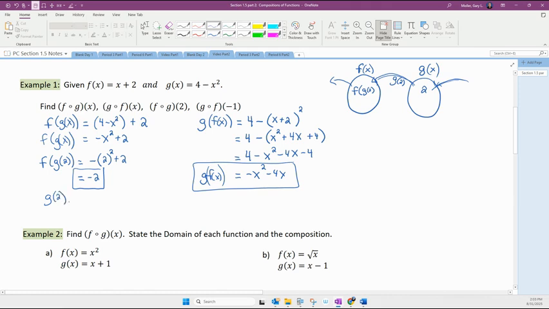So g of 2, I plug in 2, and I get 2 squared, which is 4. I get 4 minus 4. So g of 2 is 0. And so notice what I've written right here. f of... well, we now know what g of 2 is. So when I say f of g of 2, that's really just now saying f of 0. So now 0 is the input on function f, which becomes 0 plus 2, which, oopsie, I've made a mistake someplace because that should just be 2.